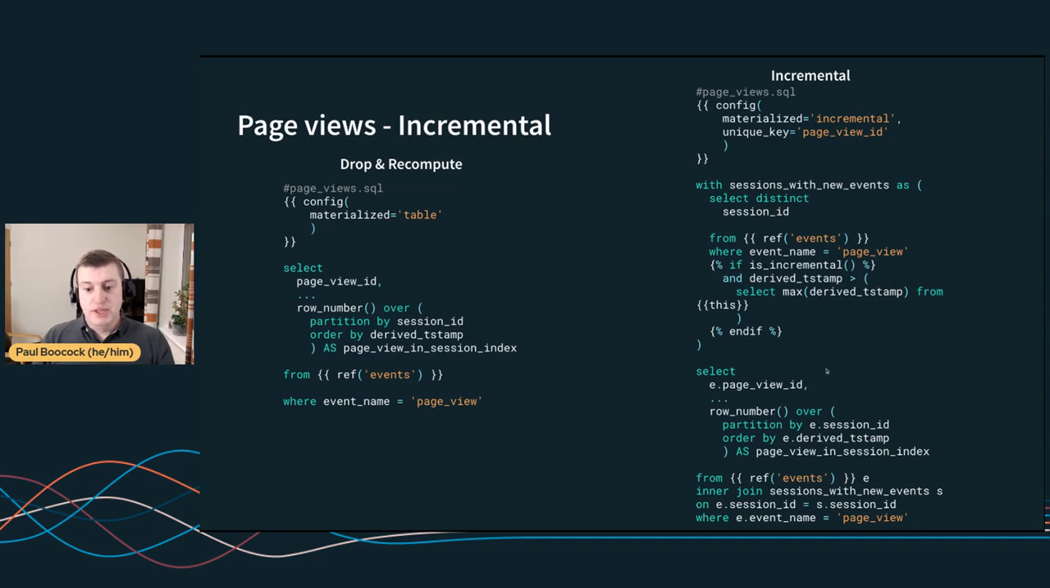Alternatively, we can build something a little bit more complicated. We can look at an incremental model, and the big difference is this bit's relatively similar down here, but in the middle, we've got this with sessions with new events, and the name gives it away. What we're looking for here are any sessions that have seen a new page view since the max last timestamp that we've seen. So we look in this table and we check the largest timestamp that's currently in this table.